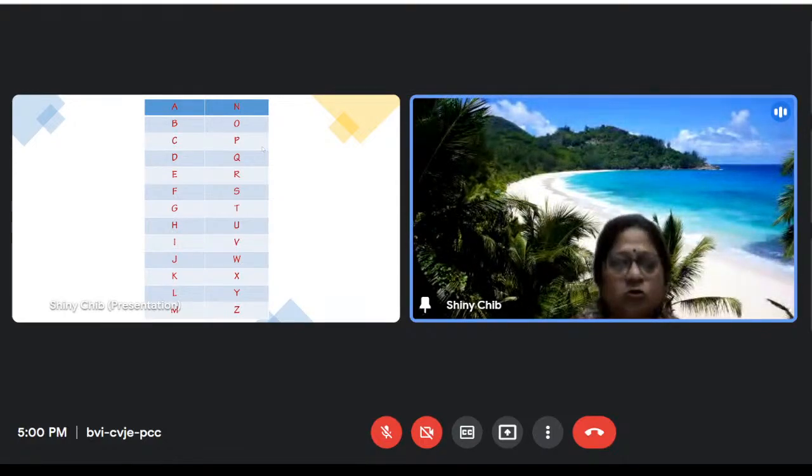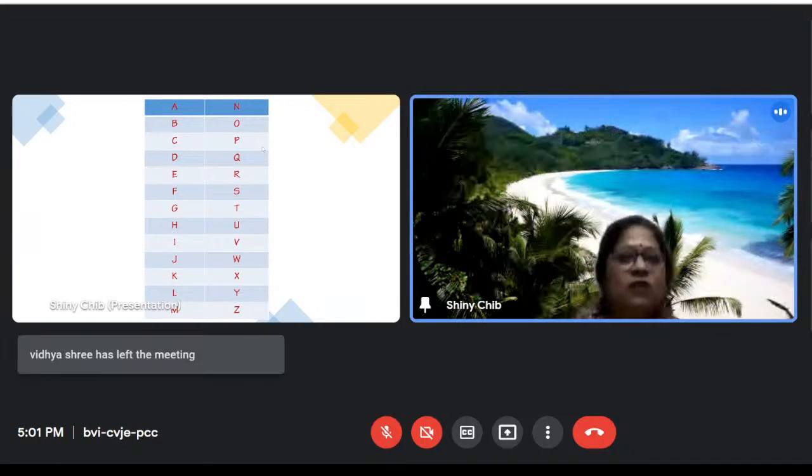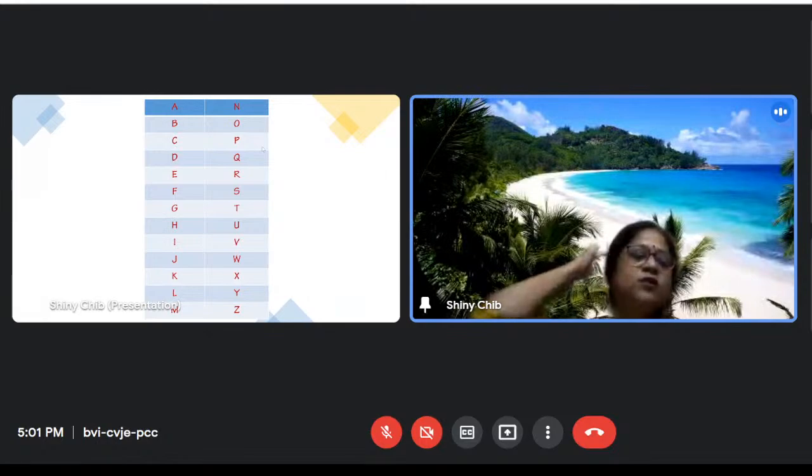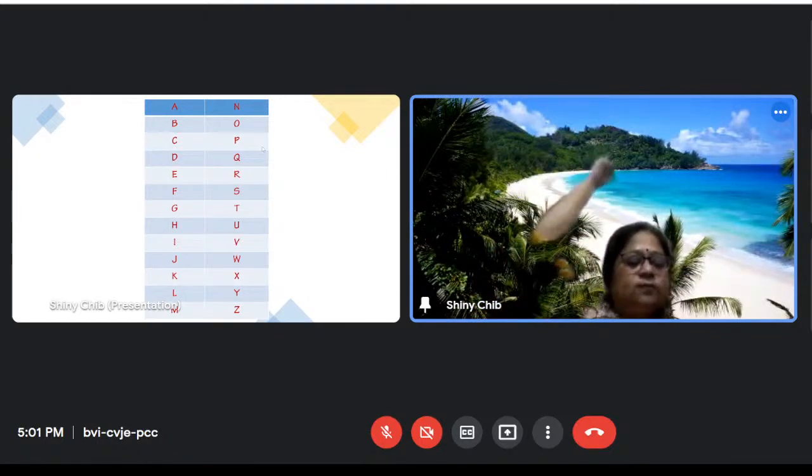Now what you need to do is, you need to write the name of a hero or heroine starting with the alphabets which you have written. I'll give an example: A for Amitabh Bachchan. You can write your own heroes and heroines. Your time starts now. For all the alphabets. No need to write the surname. Time has already started. Ten seconds over.